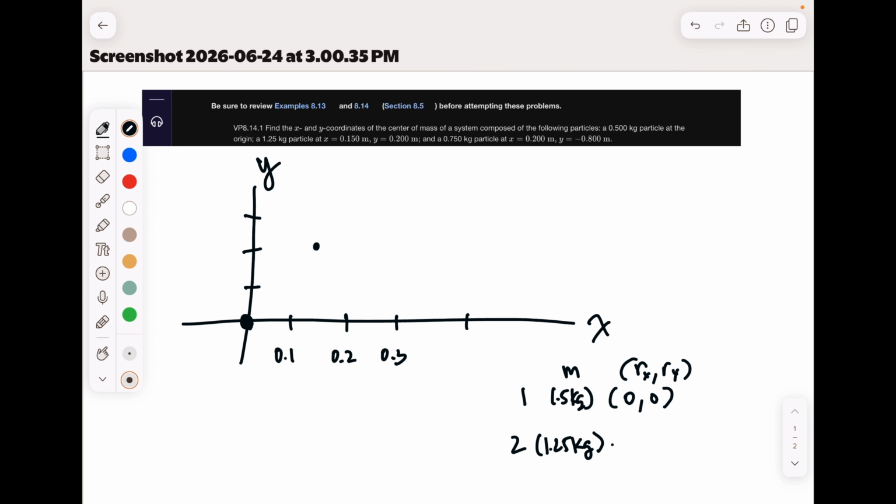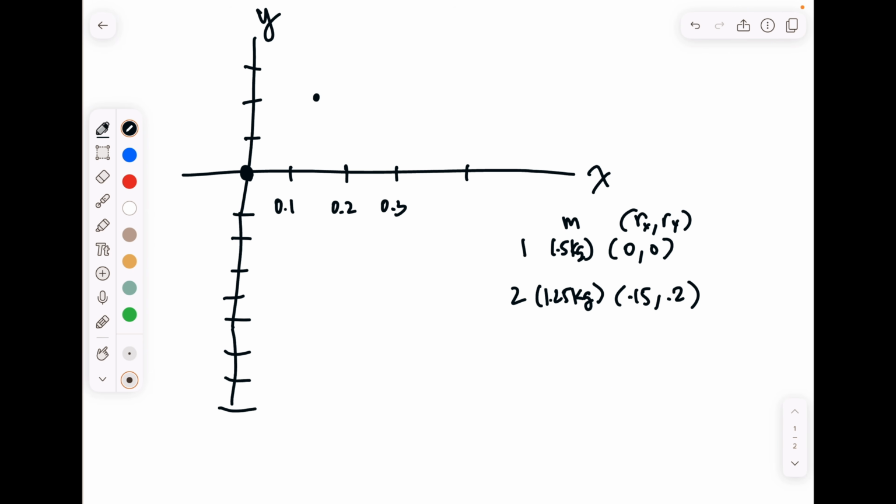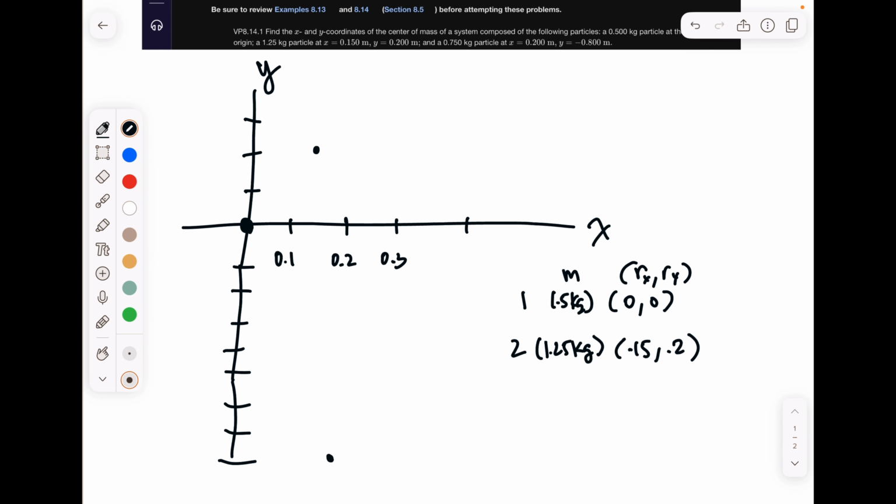There's another particle. And then the third particle is at 0.2, negative 0.8. Down here. So let's look at the three particles, and we can use our best intuition to guesstimate where the center of mass would be. It's probably going to be somewhere like down here in this area. Okay, actually maybe even over here. So let's see how close we get. I'm kind of throwing the dart. Let's see how close we get to that.